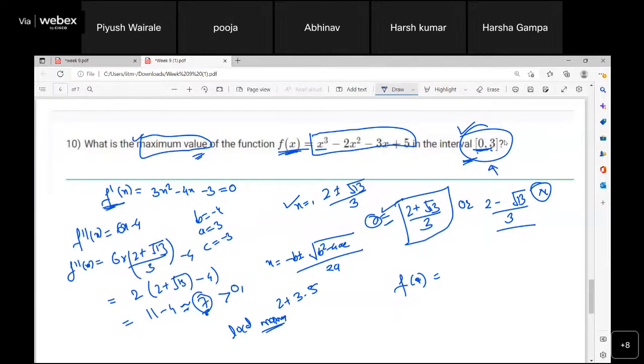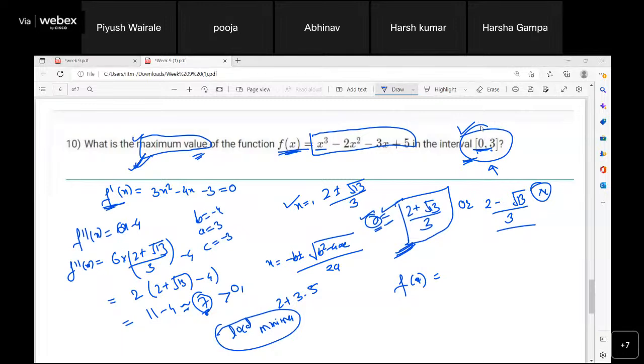Sir, if double dash of x is greater than 0, then it will be local minima, right? Yeah, local minima, right? If it is greater than 0, it will be local minima. Sorry, so it is local minima. But we need to find the maximum value. At this point, we don't have any local maximum value, right? Are you getting it? So it is greater than 7, so it is having the local minimum value. At this particular point it has a local minima, but we need to find the maximum value. So this is not the point where we'll get the maximum value, right?